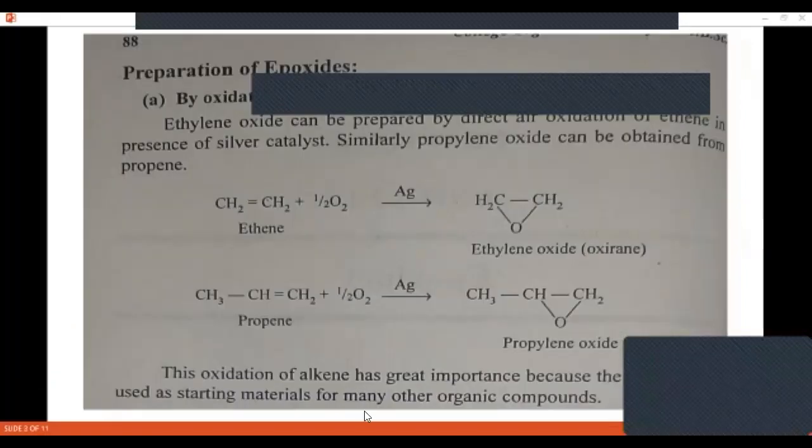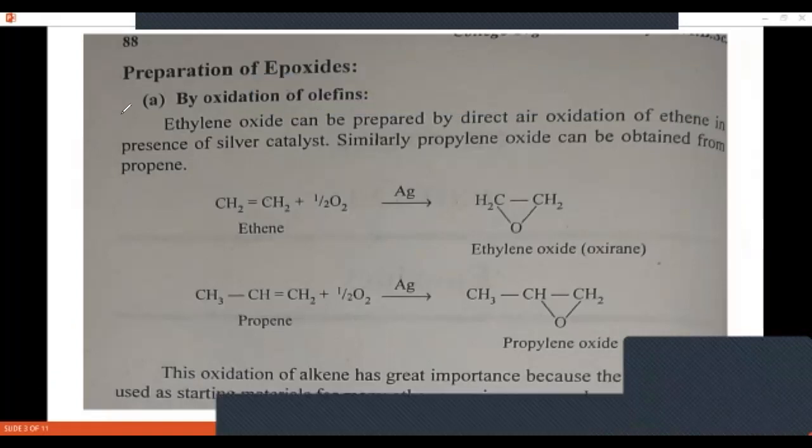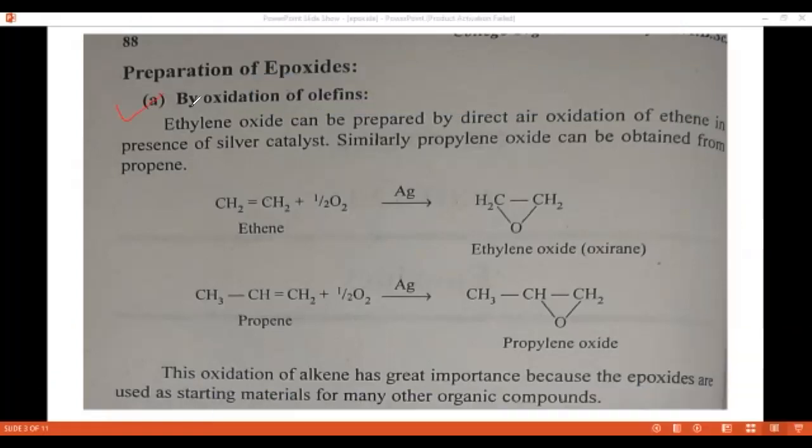Now, the preparation of epoxides. How to prepare the epoxide? The first method is the preparation of epoxides by the oxidation of olefins.